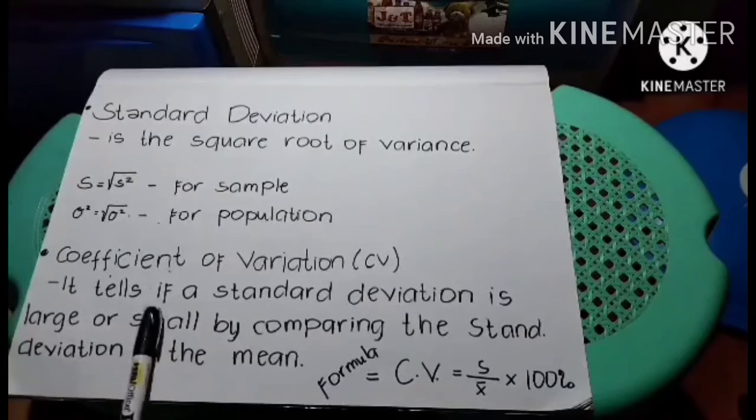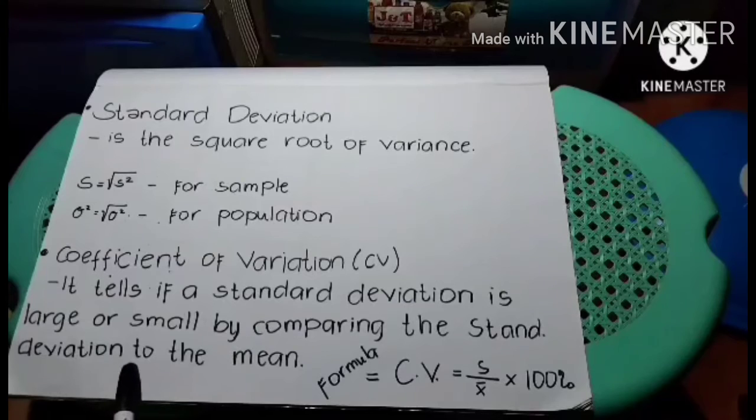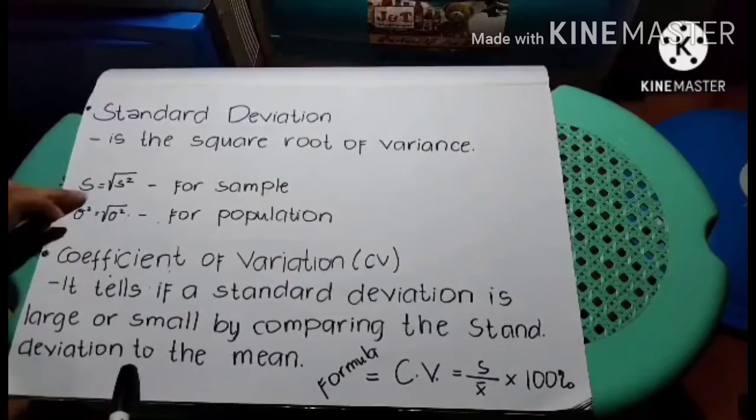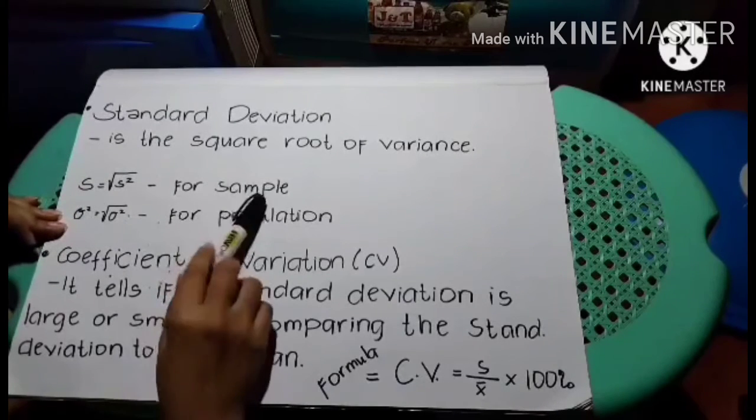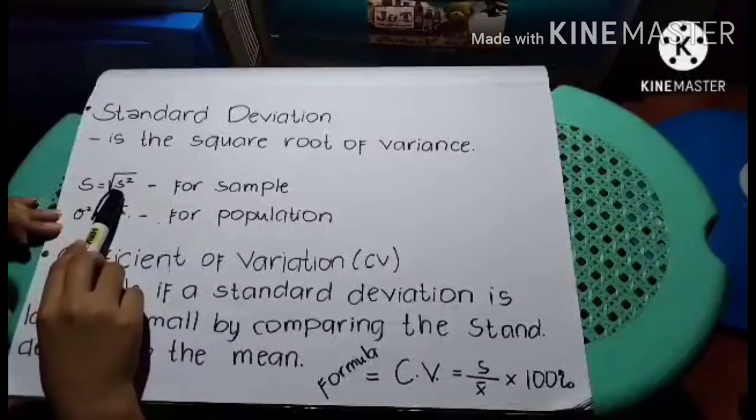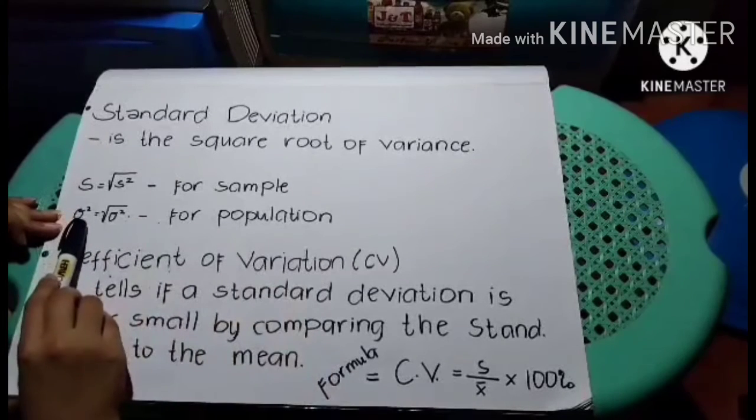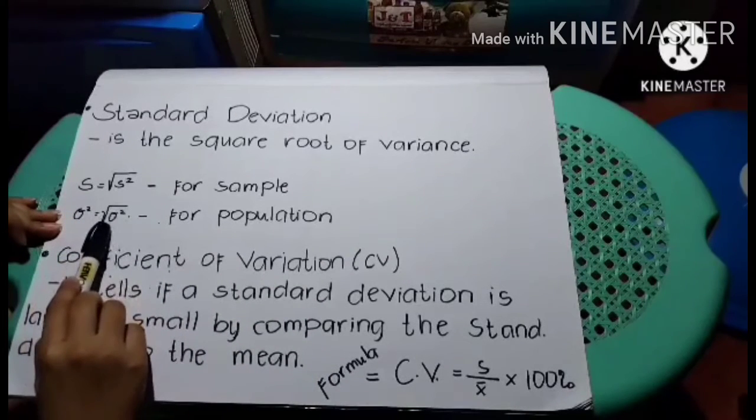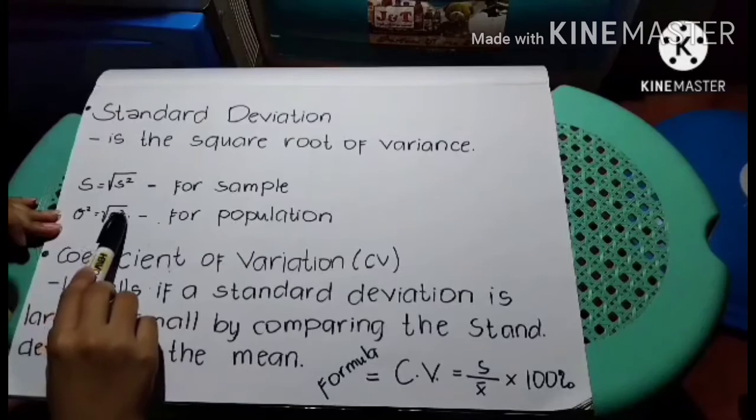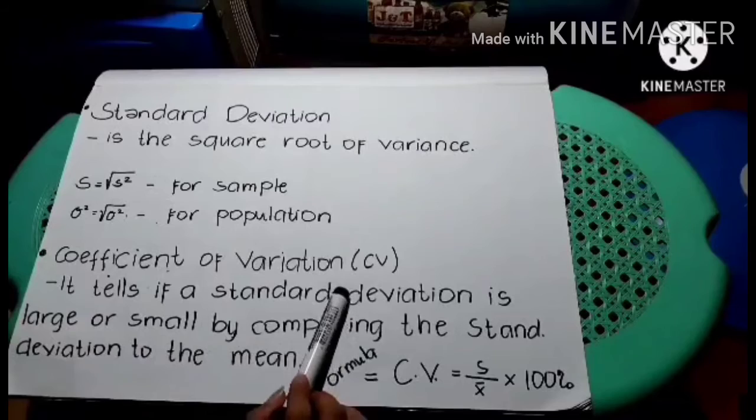Next is standard deviation. Standard deviation is the square root of variance. These are the formulas. For the sample, s is equal to the square root of s squared. And for the population, sigma is equal to the square root of sigma squared.